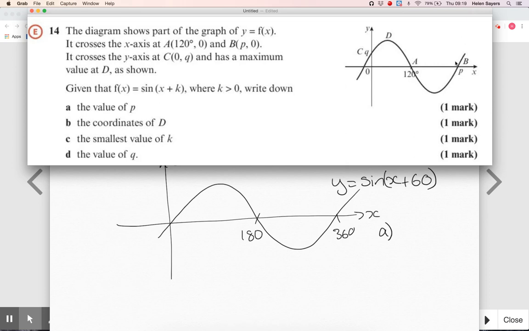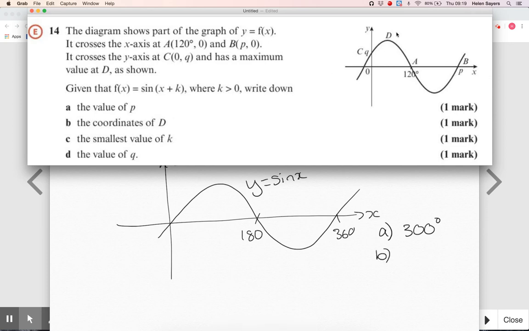Okay, so the value of P. Well, we've just said that everything is translated 60 to the left. So normally that intercept would be at, oh, sorry, I just realised I've written something wrong there, haven't I? That's not the graph. I haven't sketched the graph of y equals sine of x plus 60. I've sketched the graph of y equals sine x. But I'm saying this is the graph of y equals sine of x plus 60. Okay, so if that's moved 60 to the left, it's going to translate from 360 degrees to 300 degrees. So that's what P is going to be.